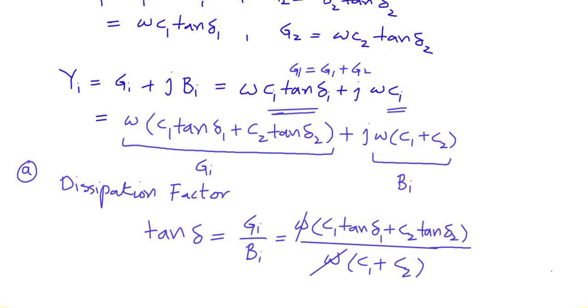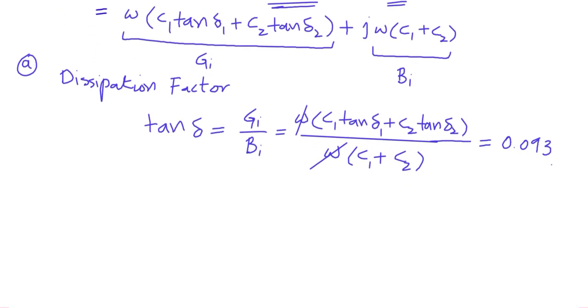We are given the values of C1, C2, delta 1 and delta 2. We can plug in the values and we will get the dissipation factor as 0.093. So this is the answer to our first part. As the dissipation factor is really small, less than 10%, that means there is not much power loss in our insulator.